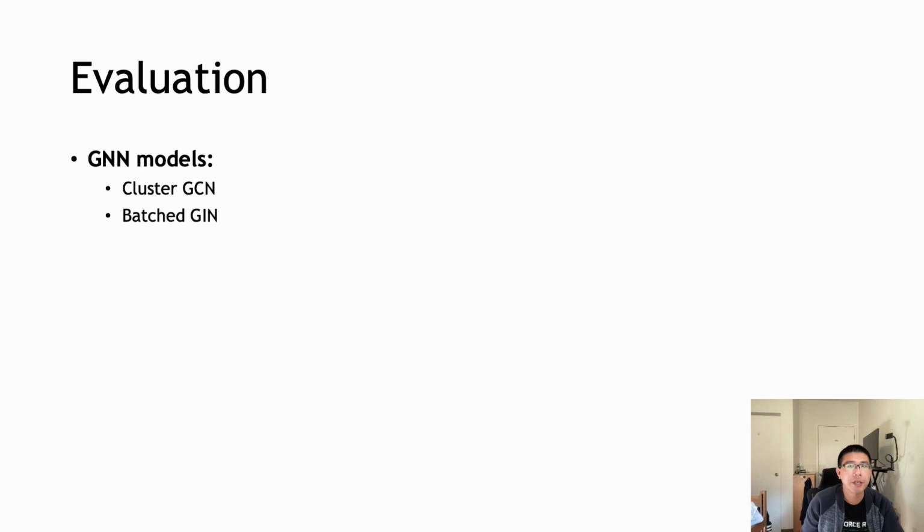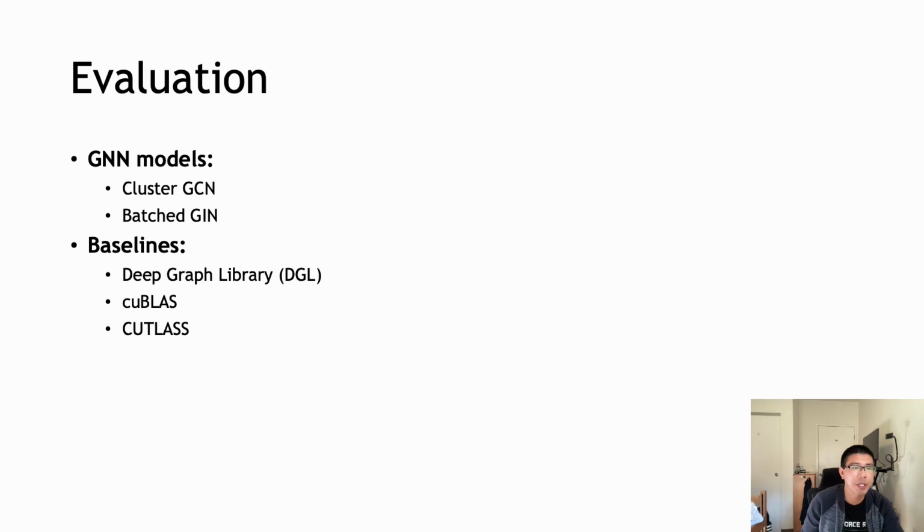In our evaluation, we cover different GNN models, including the cluster GCN models, which is popularly used in many GNN algorithm work. And we also cover the batch GNN model for comparison. For baselines, we cover the deep graph library as our major baseline for end-to-end evaluation. And for kernel-level performance, we also cover the cuBLAS library as well as the open-source QTLAS library.